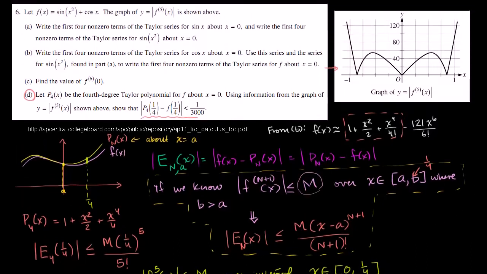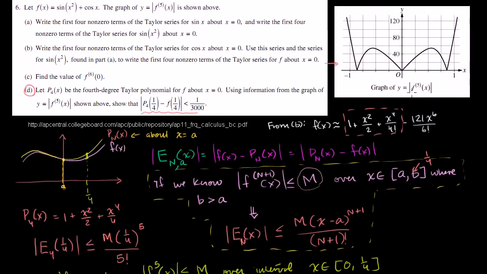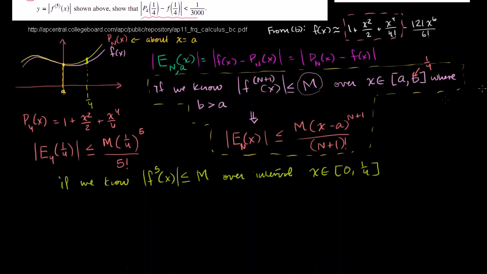So when you look at the graph, and that's exactly what they gave us, they gave us the graph of the absolute value of the 5th derivative of x. And 1/4 is sitting right over here. We don't know exactly what we hit over here. This looks like it's roughly 31 or 32, but we know it's definitely less than 40 over the interval between 0 and 1/4. So we can pick M to be 40.